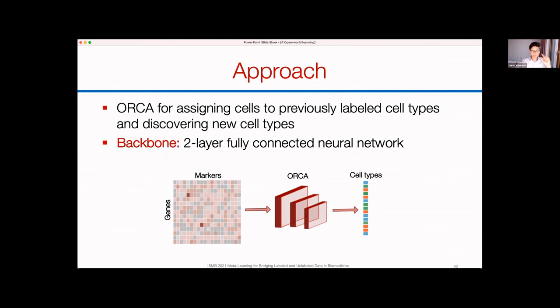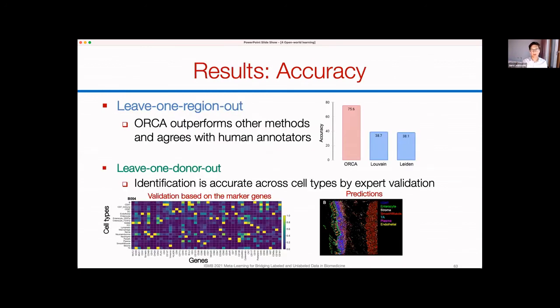And interestingly, if we apply our ORCA approach to leave one region out validation, we find that ORCA outperforms other methods and agrees much more strongly with human annotations. So the agreement is 76%, rather than, for example, Louvain is only 38%. So it's basically a factor of 2 improvement, which is quite stellar.